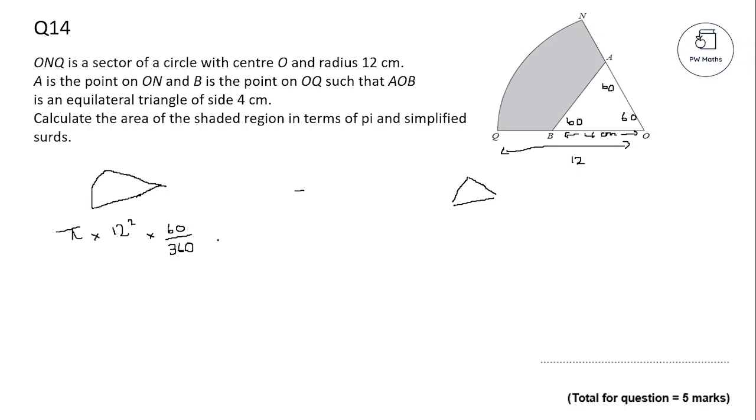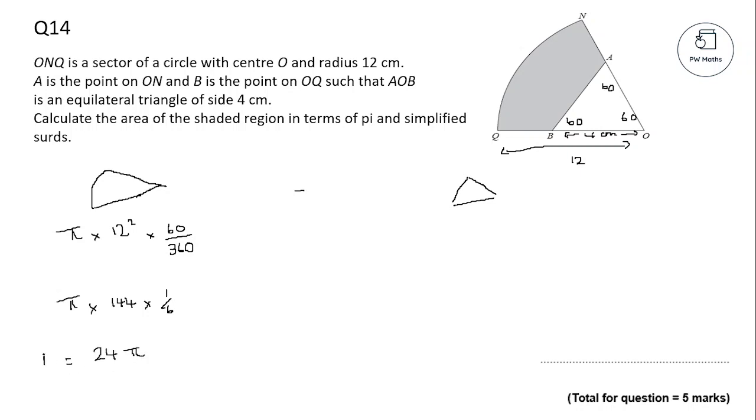If we now calculate what that gives us, pi we can't do anything with, so we'll just bring pi down and write pi. 12 squared, 144. And if we're pretty awesome at our 60 times table, we'll realise 60 over 360 can be written as 1/6, and they're all timesing together. We can then rapidly work out 6's into 144, which go 24 times, so the area of the sector can be written as 24 pi.